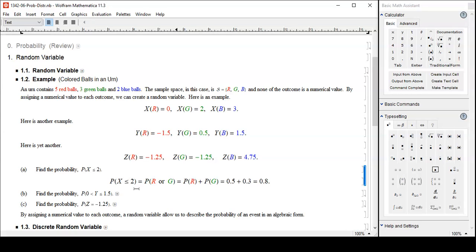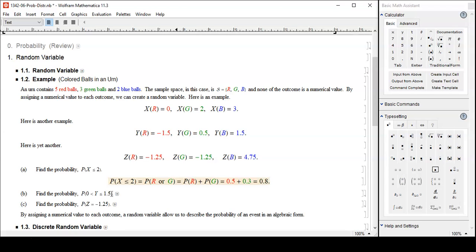So in short, x is less than or equal to 2, which written in terms of mathematical expression, corresponds to red or green. Consequently, you can add up these probabilities. For red, 0.5. For green, there are 3 green balls out of total 10, so 0.3, so you end up with 0.8.